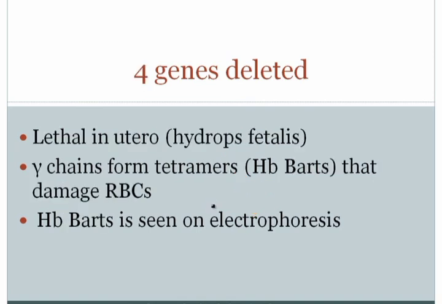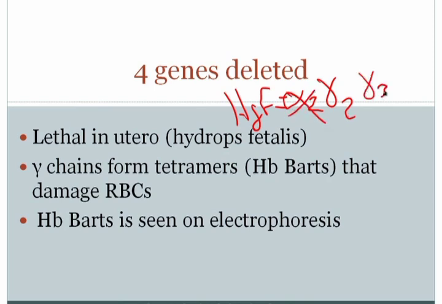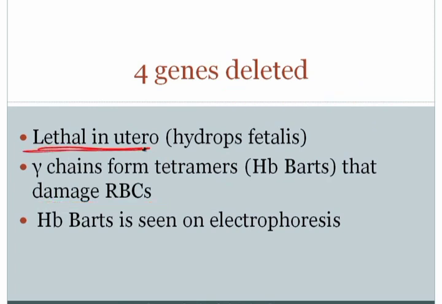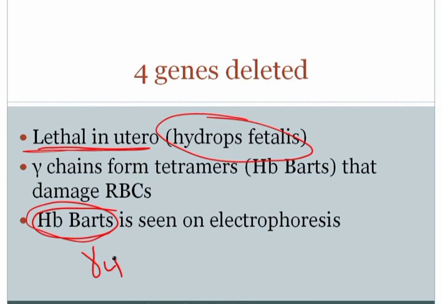Now, if 4 genes are deleted, then you've got a major problem, and it's going to express itself in the fetus, because remember that hemoglobin F, the hemoglobin in the fetus, contains alpha 2 and gamma 2. And so if there's no alpha, then gamma 2 is going to join with another gamma 2, and that's going to result in a tetramer of gamma, and the tetramer of gamma would then damage the red blood cells, and these patients die in utero. And so this disease is lethal in utero. It's also called hydrops fetalis. Now, what would we see on hemoglobin electrophoresis? We'd see hemoglobin Barts. And what is hemoglobin Barts? It is a tetramer of gamma chains.